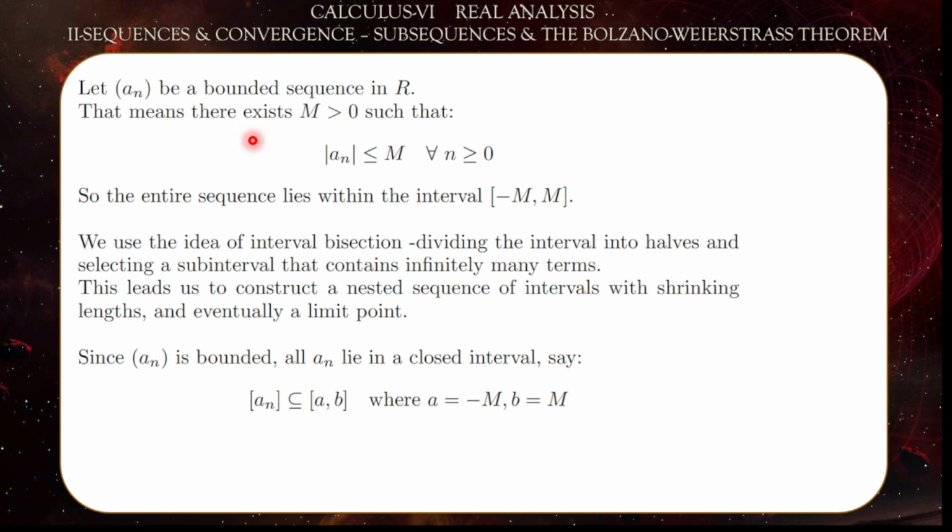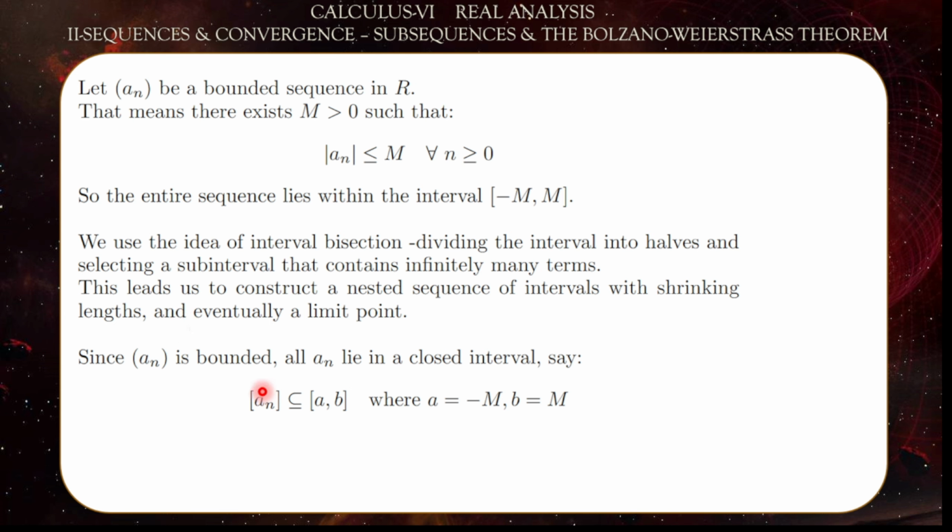This means there exists a capital M greater than 0 such that |a_n| is less than or equal to M for all values of n greater than 0. So the entire sequence lies within the interval from -M to +M, since a_n is an absolute value. We use the idea of interval bisection, dividing the interval into halves and selecting a subinterval that contains infinitely many terms. This leads us to construct a nested sequence of intervals with shrinking lengths and eventually a limit point.